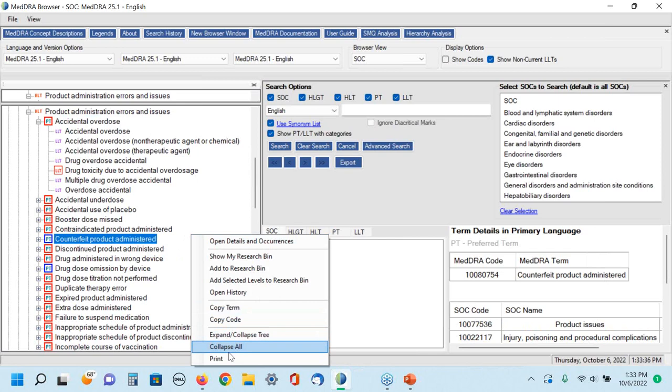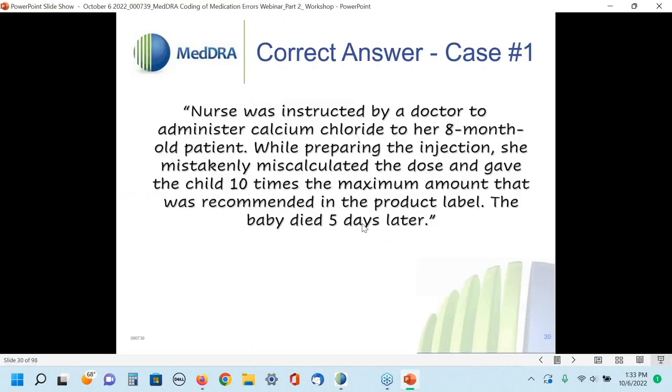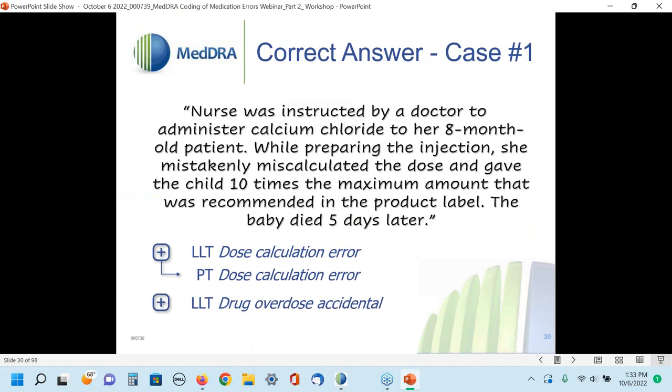So I'm going to go back now. Let's close all this up and go back to the slides and tell you that the two choices that I had was the LLT dose calculation error, which is under the PT dose calculation error, and the LLT drug overdose accidental, which is under the PT accidental overdose. Okay?